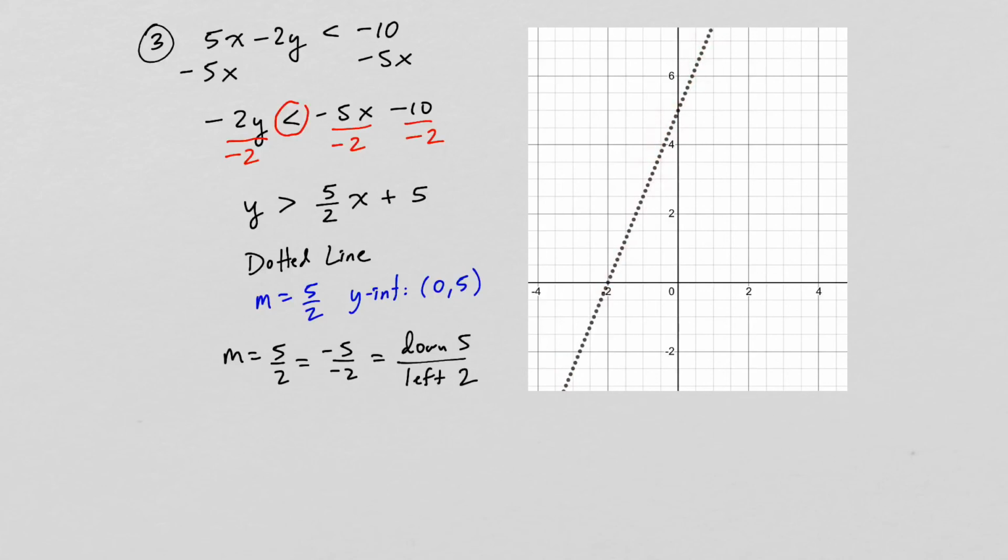Now, where do we shade? Now you have to be careful here, because the original inequality was less than. But when we solved for y, the inequality was reversed. This is the inequality that matters. So if y is greater than the line, that means we need to shade above the line.